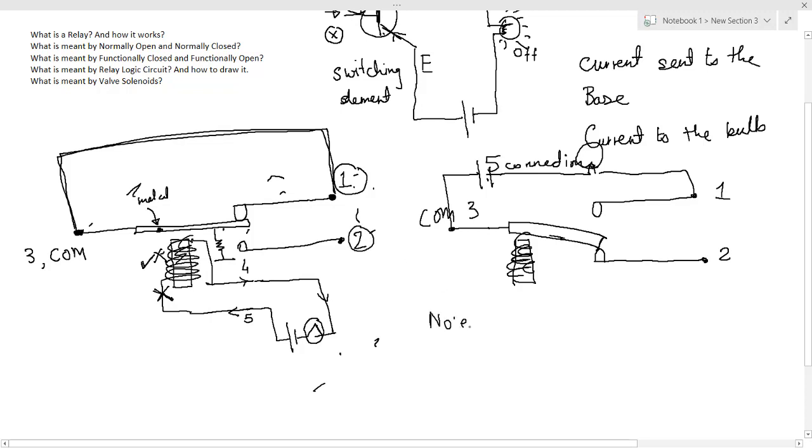When no electricity, common is connected to connection number 1. When electricity is passed, what happens? Common gets connected to connection number 2. That is why, see, when there is no electricity, at that time common is connected to 1.